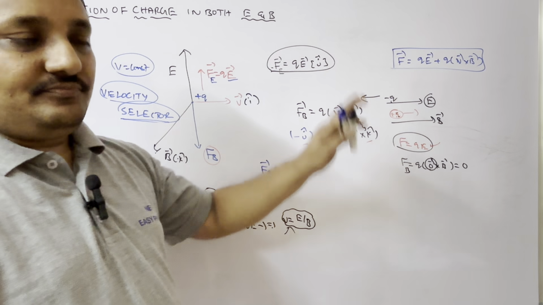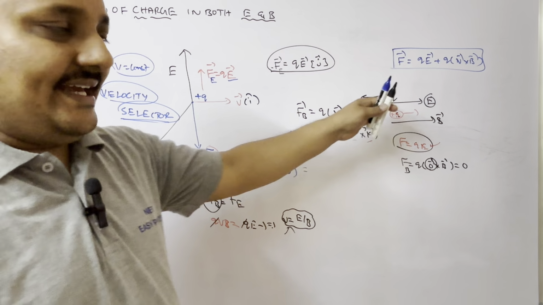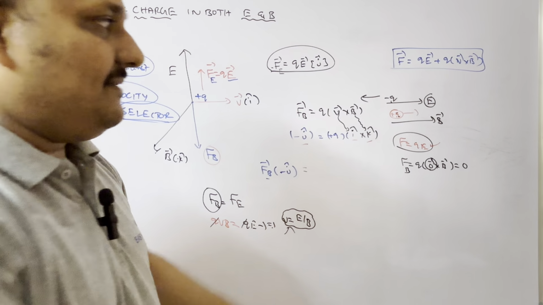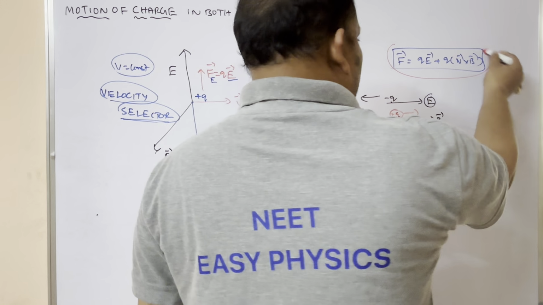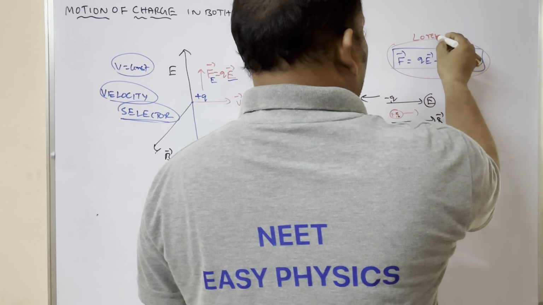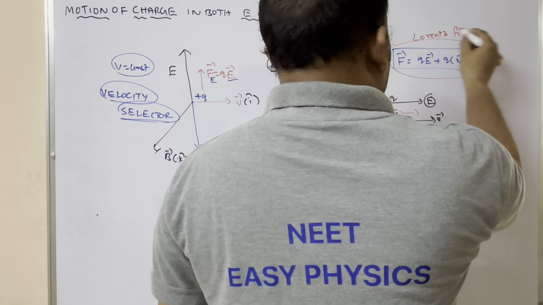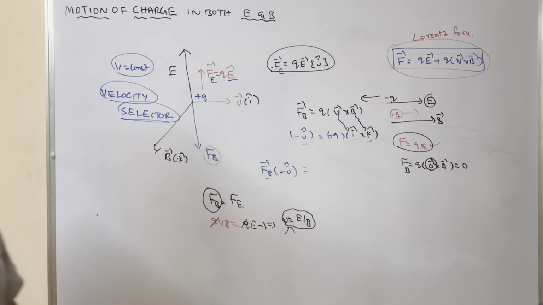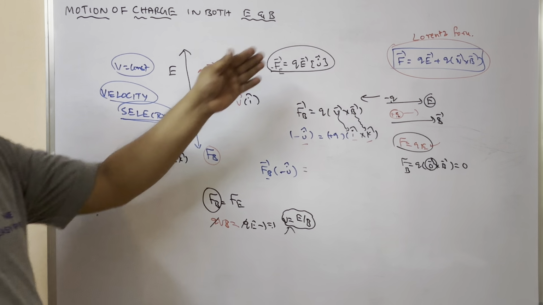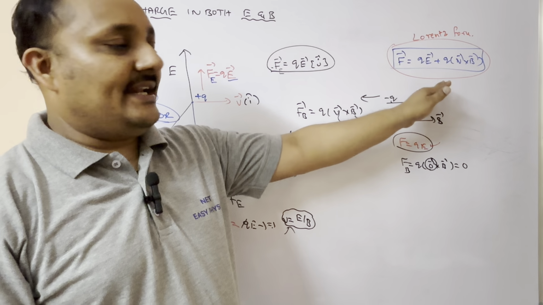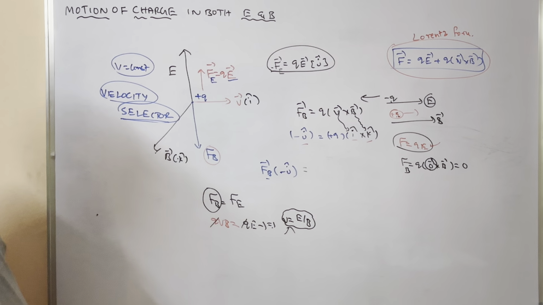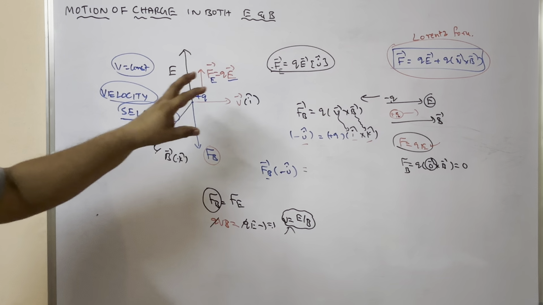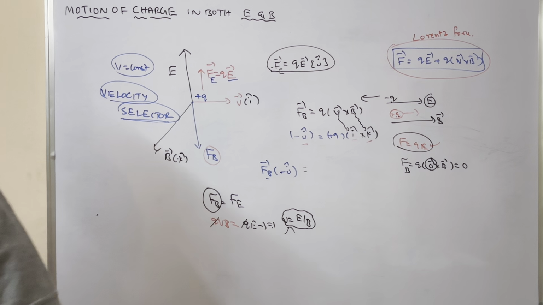So like that, you are going to take directions of both electric and magnetic field according to this formula. This is the Lorentz force we will call. So this is the force acting on the charge or motion of the charge in both combined electric and magnetic field they are going to say. Now we will see only motion of the charge in electric field. Already we discussed magnetic field.